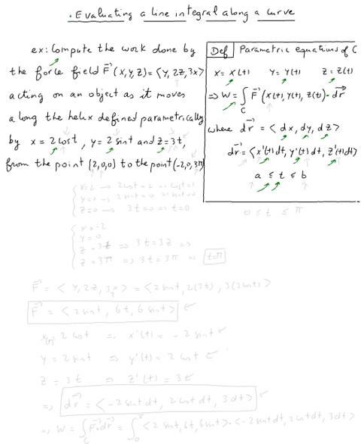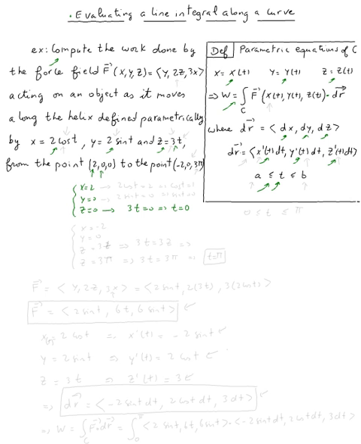Again, we're not given the range of t values, but we can still find that easily. If we look at the starting point, x equals 2, y equals 0, and z equals 0. We could use z, it's easier because z is 3t. So z is 3t equals 0, which means t equals 0.